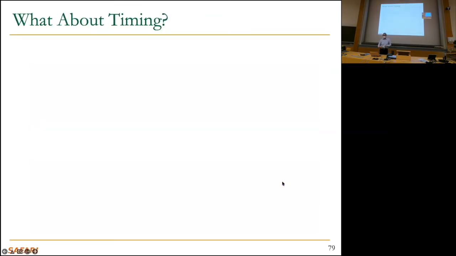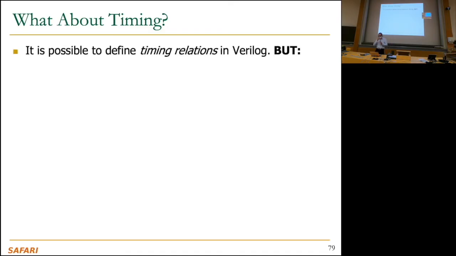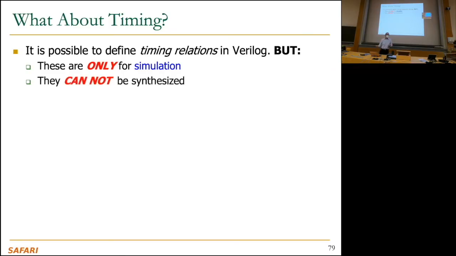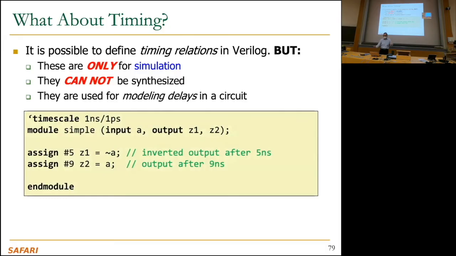What about timing? So tomorrow we're going to be concerned a lot about timing. This is going to be more interesting tomorrow. It's possible to define timing relations in Verilog also for simulation purposes, but they're only for simulation purposes. They don't dictate how long a circuit will take, because Verilog has no idea. Verilog is a description of the circuit. In the end, the hardware that you realize will dictate the timing. This is for you to verify the timing. And these timings cannot be synthesized also. They're used for modeling delays in a circuit so that you can make sense of the circuit in a timing way. So let's take a look at this.